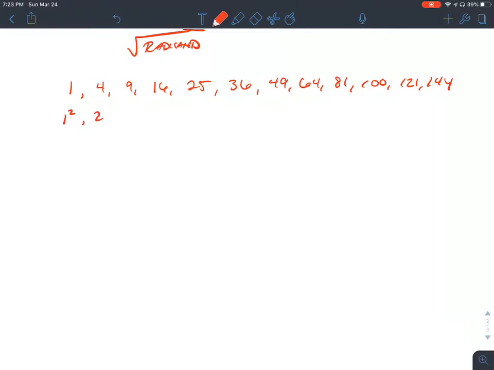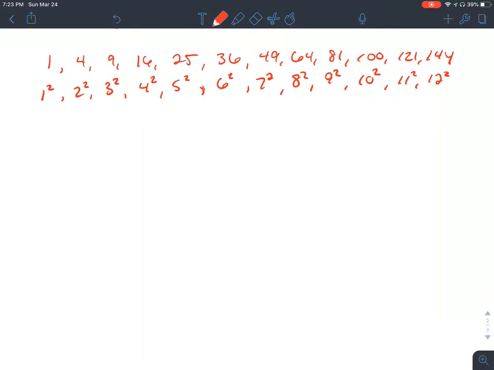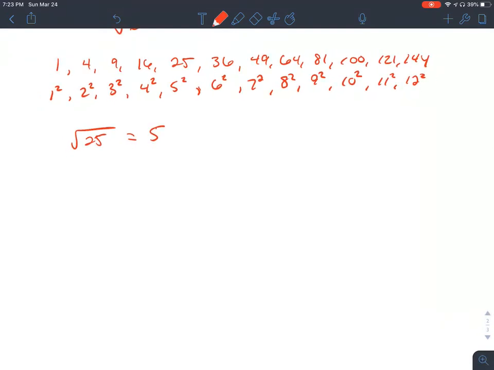1 squared is 1. 2 squared is 4. 3 squared is 9. 4 squared is 16. 5 squared is 25. 6 squared is 36. 7 squared is 49. 8 squared is 64. 9 squared is 81. 10 squared is 100. 11 squared is 121. 12 squared is 144. So in essence, if I were to take the square root of 25, what number times itself is 25? The answer is 5. Now you probably understand all that just perfectly fine.